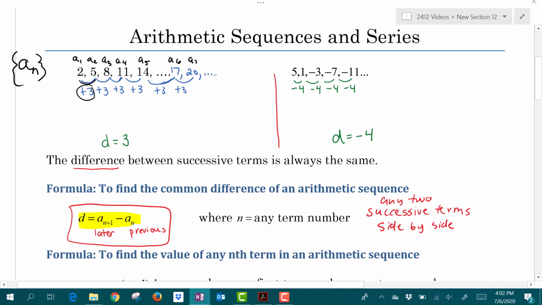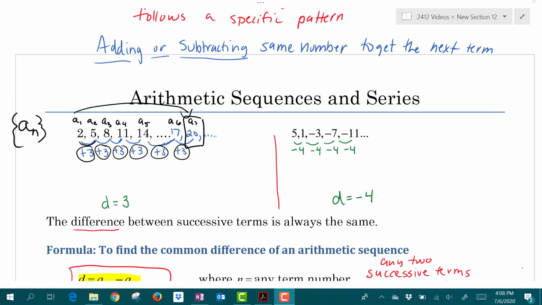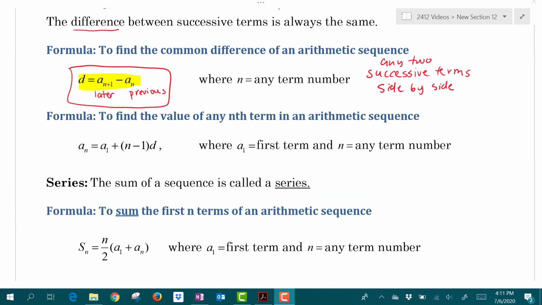If I want to get from the first term, let's say, to the 7th term, how many times did I need to add in 3? 1, 2, 3, 4, 5, 6. So the number of times that I need to add in the common difference is 1 less than the term number I want to find. So to find the 7th term in the sequence, we added in the common difference 6 times. So 1 less than the term number that I want to find. This idea leads us to what we call the nth term formula for an arithmetic sequence.